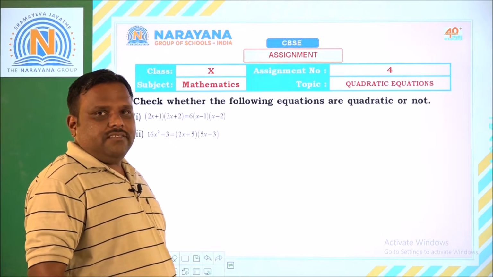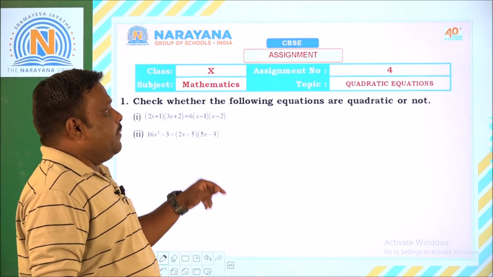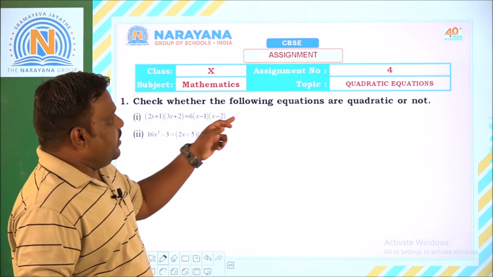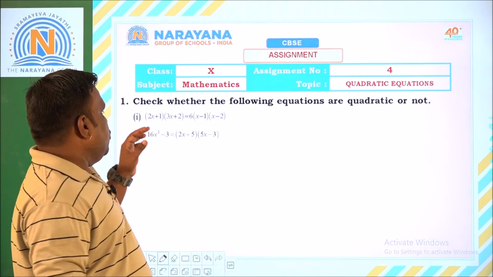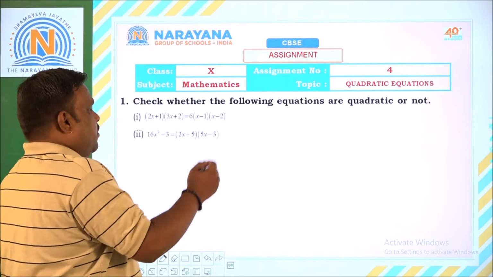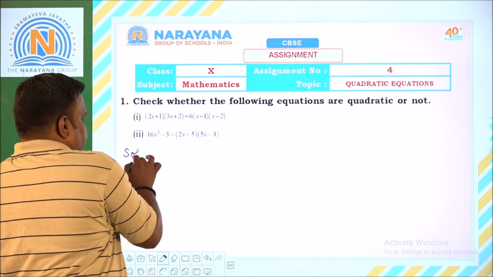Today we are going to discuss revision assignment number 4 based on quadratic equations. Let us start with question number 1. Check whether the following equations are quadratic or not. Here we have two questions in this. We have to check whether it is quadratic or not. So let us start with the solution of the first one.